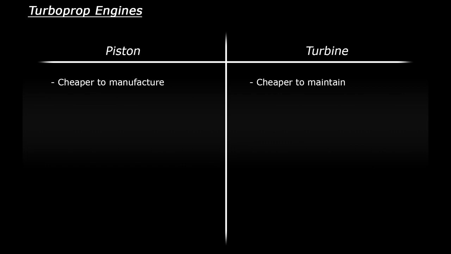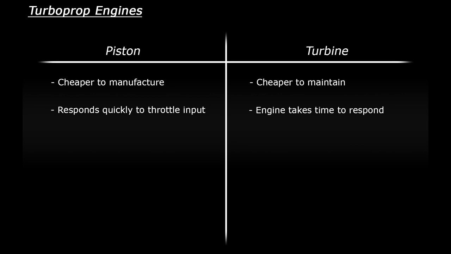With regards to performance, there's a very important difference to be aware of. A piston engine is quick at responding to your throttle input, so when you change the throttle setting, the engine speed changes quickly. A turbine engine, however, is slow to change speed, because it either has to gain or lose momentum to match your throttle input. Let's look at this example.